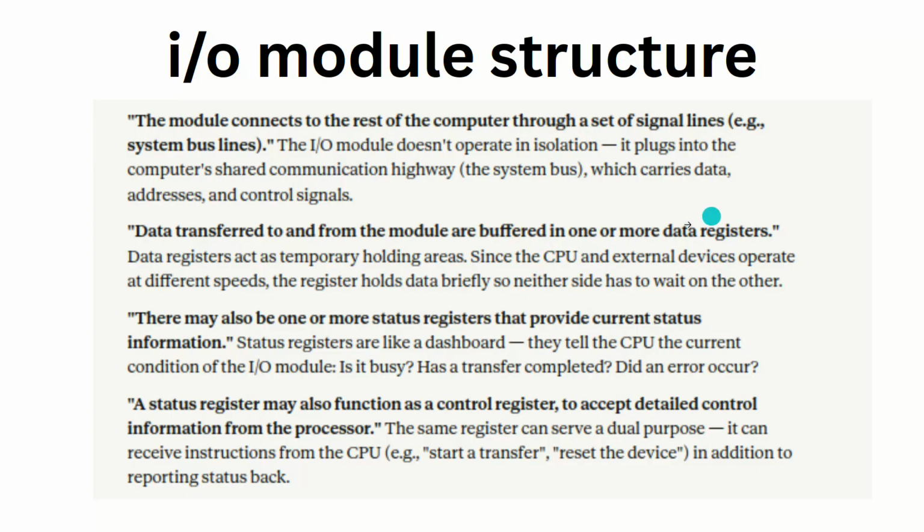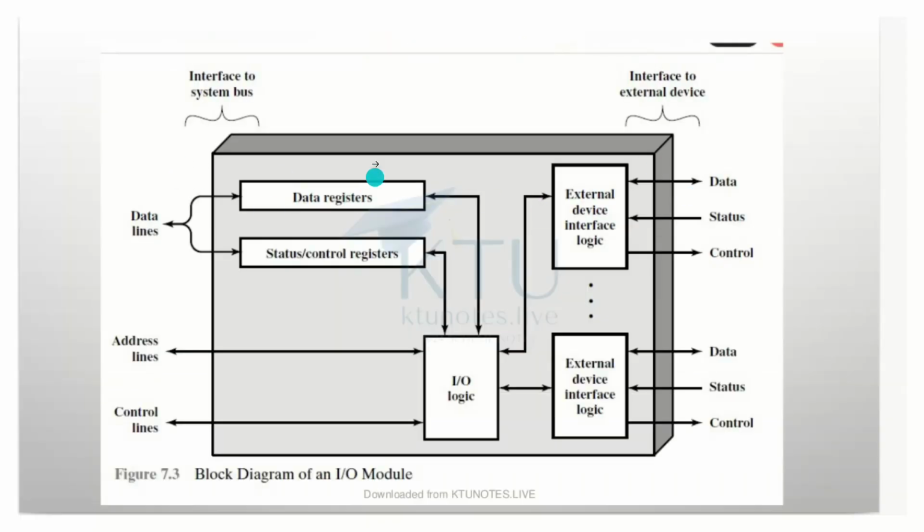To prevent this waiting, data registers temporarily store the data going to and from the module in both directions. So the data registers act as a temporary holding area, balancing the speed difference between the CPU and external devices. The data transferred to and from the module is buffered in one or more data registers. This is the first component, the data register, which is directly connected to our data lines.